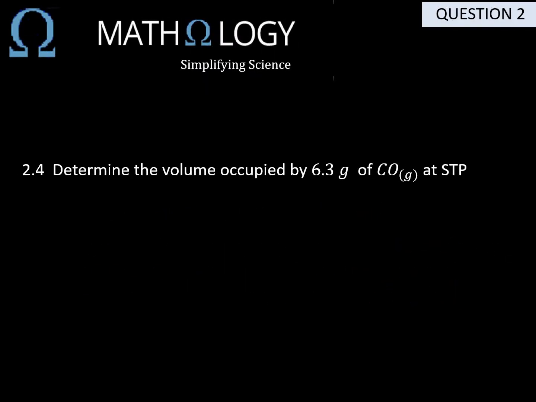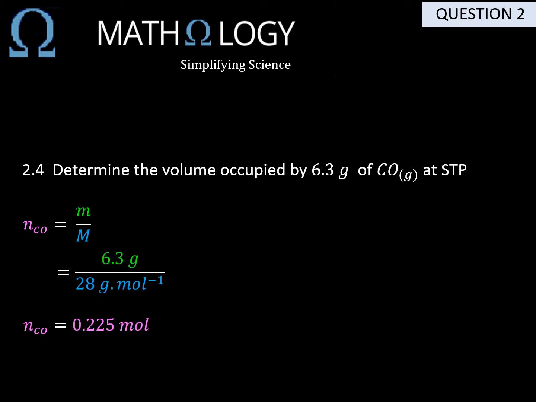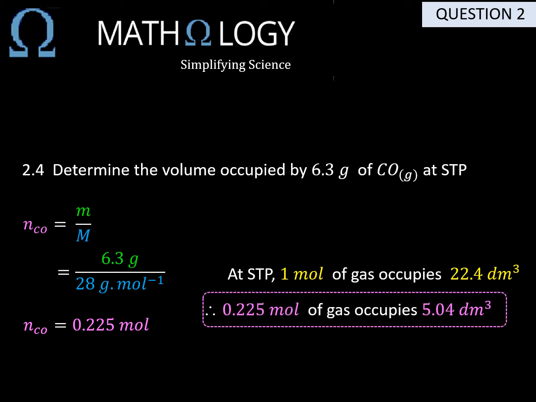To determine the volume occupied by 6.3 grams of carbon monoxide at SDP, we first need to calculate the number of moles contained in these 6.3 grams. The molar mass of carbon monoxide is 28 grams per mole, so we have 0.225 moles of the substance. Since 1 mole of gas occupies 22.4 cubic decimeters at SDP, 0.225 moles of gas occupies 0.225 times 22.4, or 5.04 cubic decimeters.